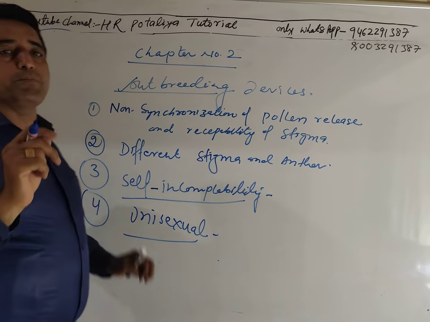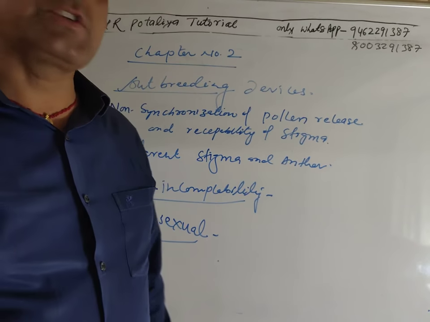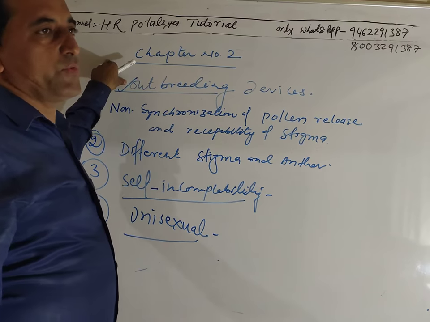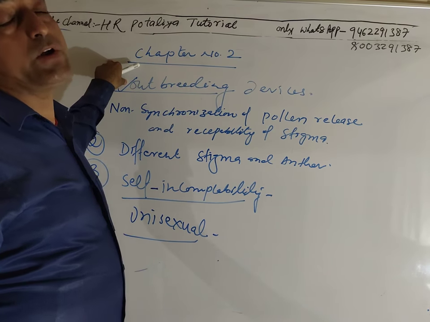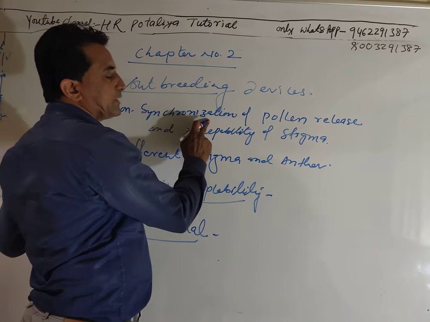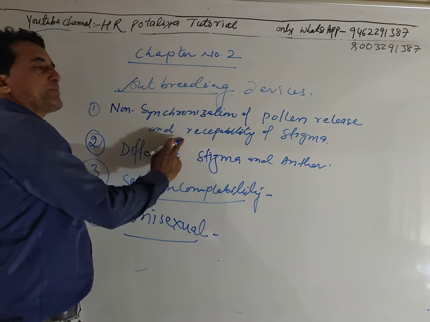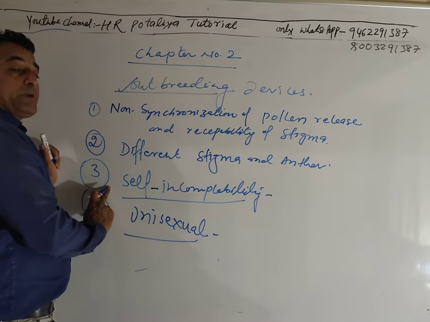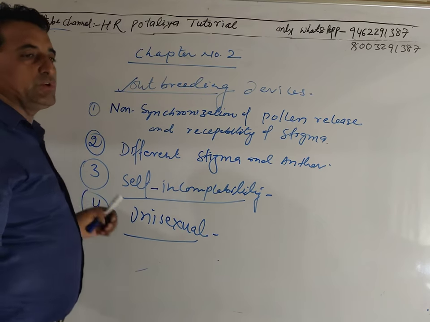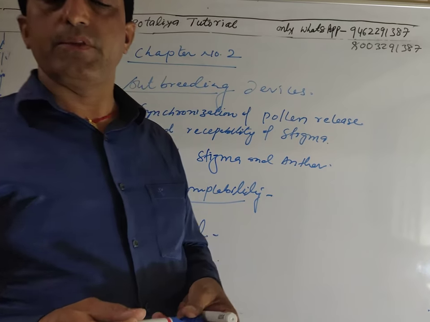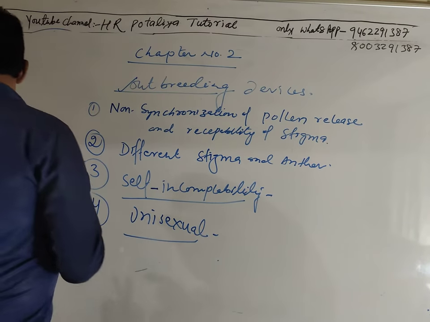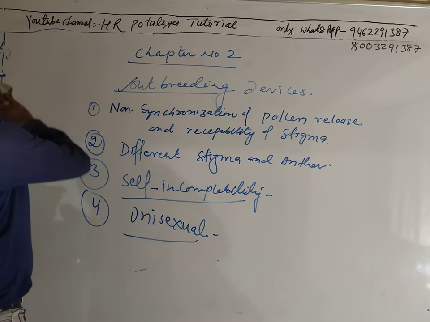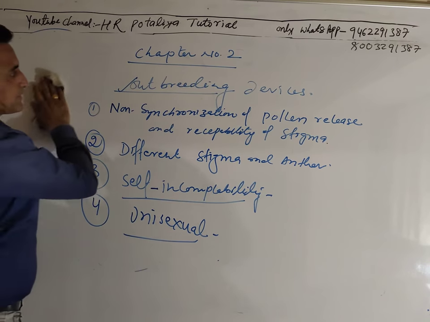We have just four devices which are responsible for cross-pollination and avoid self-pollination. First, non-synchronization of pollen release and receptivity of the stigma; second, different form of the stigma and anther; third, self-incompatibility; and fourth, the unisexual nature of the flower. Now, another thing. Here is a simple aspect.